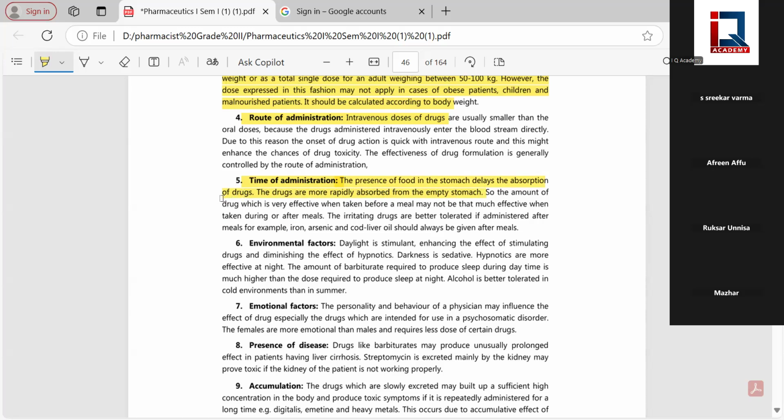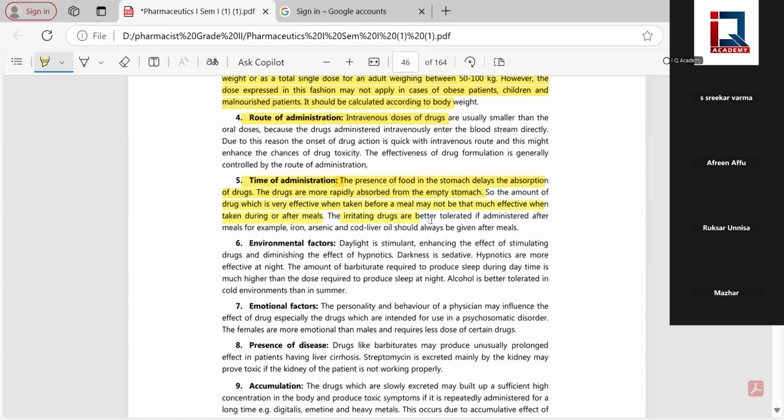because these NSAIDs increase the GI secretions, right? They are going to increase the proton pump and affect the acidity, increasing the acidity of your stomach. So these drugs are not taken on an empty stomach. We know these basic things, which we have already studied. Some drugs are very effective when taken before meals and some are very effective when taken after meals.